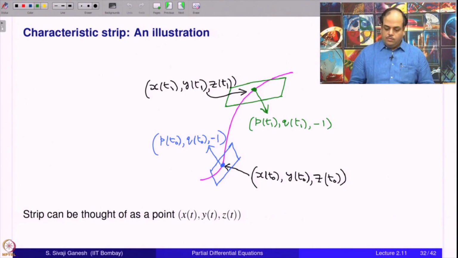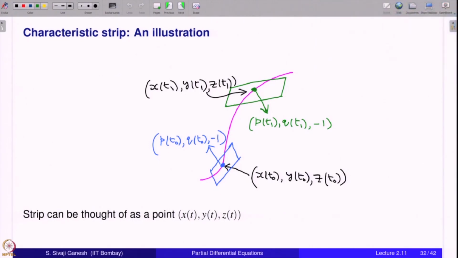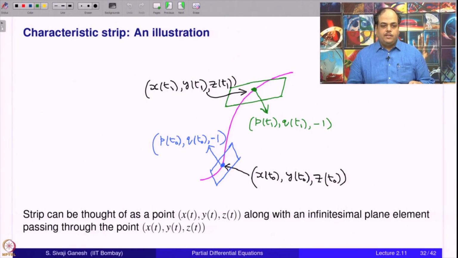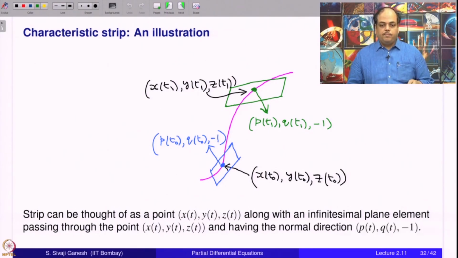Here there are 2 points I have considered, indexed by t equal to t0 and t equal to t1. So, x(t0), y(t0), z(t0) is a point, this is a tangent, this is a plane with the normal p, q, minus 1, this is another point where the normal is p, q, minus 1. So, a strip can be thought of as a point along with an infinitesimal plane element passing through that point x(t), y(t), z(t) with the normal direction p(t), q(t), minus 1.